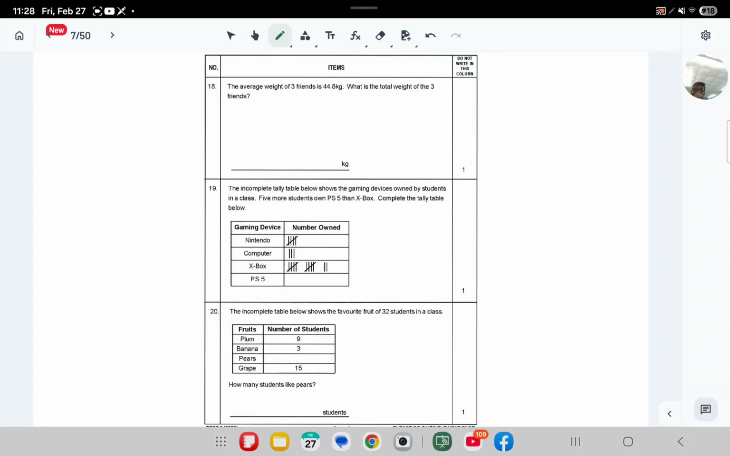Number 18, the average weight of three friends is 44.8 kilograms. What is the total weight of the three friends? So to find out the total, when given the average and the number of numbers, we take the average and multiply by the number of numbers. So the total weight would be the 44.8 kilograms multiplied by 3, and that will give us 134.4 kilograms.